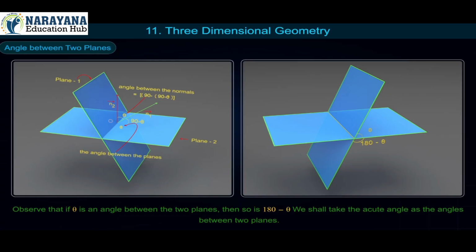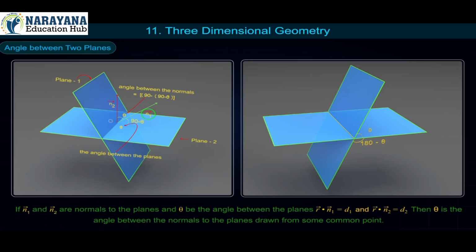We shall take the acute angle as the angle between two planes. If vector n1 and vector n2 are normals to the planes and theta is the angle between the planes, vector r · vector n1 = d1 and vector r · vector n2 = d2, then theta is the angle between the normals to the planes drawn from some common point.